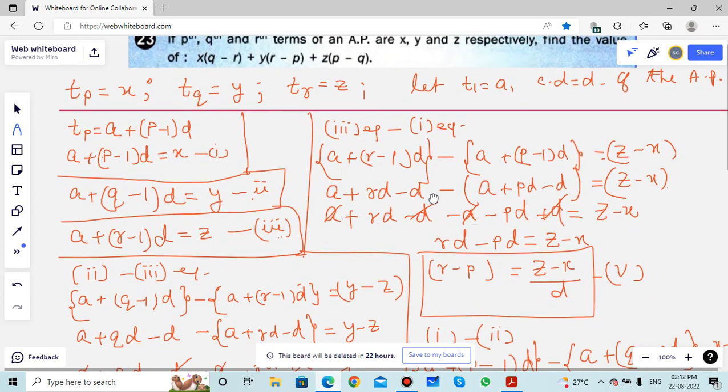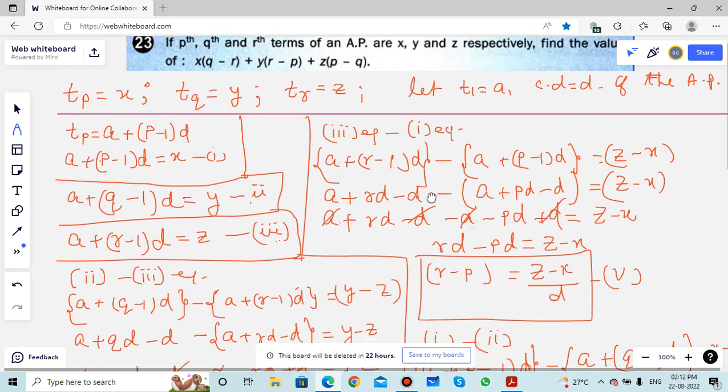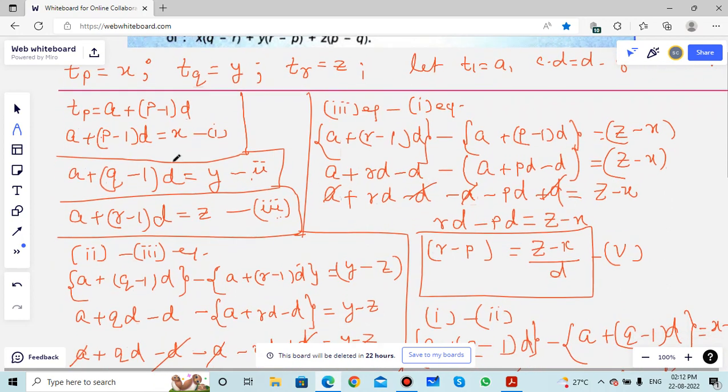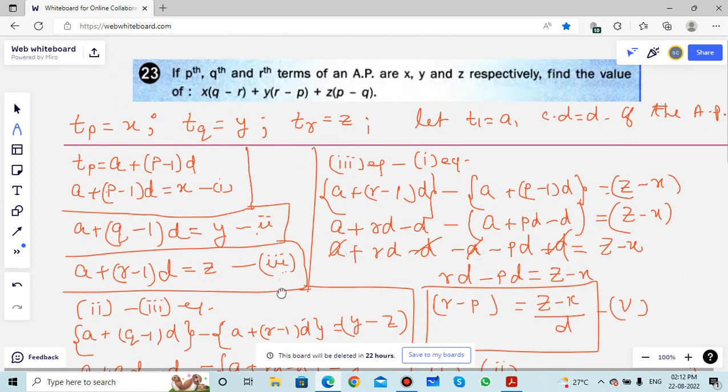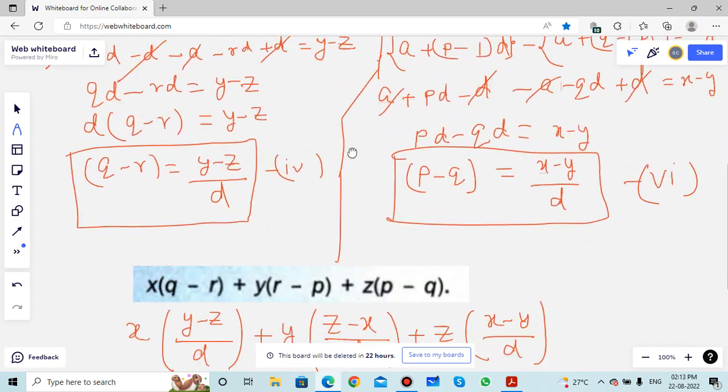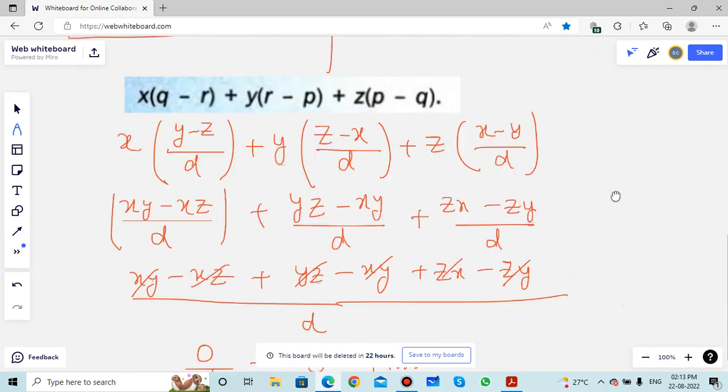First we will make the equations as such, and find out how to get q minus r. So q is here, r is here. So it means if I subtract the third equation from the second, it can give you q minus r. Same way we have to find r minus p and p minus q, and then substitute the values over here, and if you further solve it, you will get the answer.